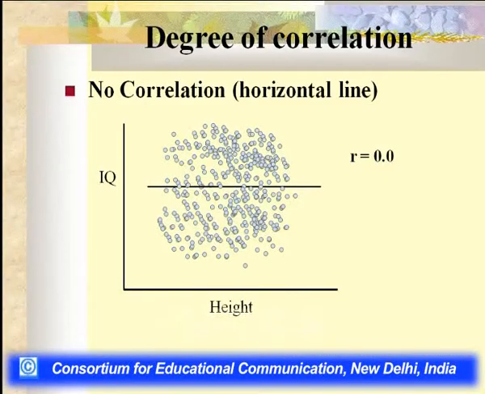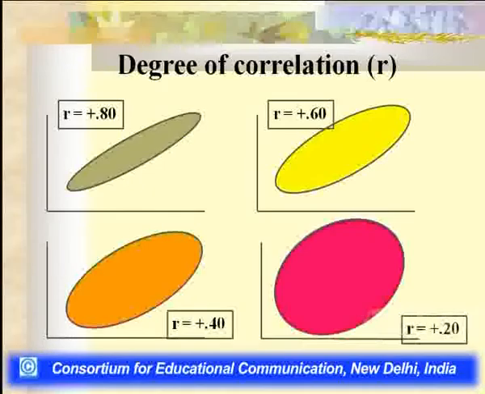If you put the figures on a graph, the plotted diagram which is there on the screen, the points are so scattered that you are not able to find any kind of association between the IQ levels and the height. So R in this case is 0.0.